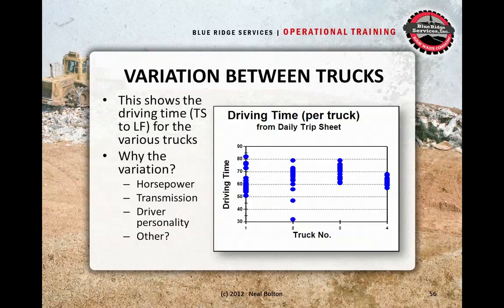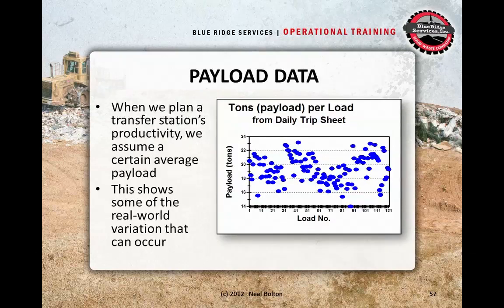And take a look at this. Different trucks, different driving times. Maybe some variation due to different things, but again, we see that some are just on average faster than others. This is the payload that we saw. Payload is all over the place. This is a problem. When you see payloads going out, maybe averaging 18 or 19 tons per load, but then you see some that are higher and some way lower, that kind of variation is a problem.